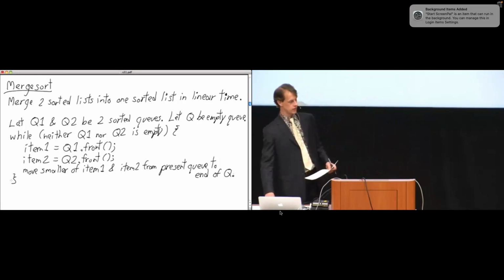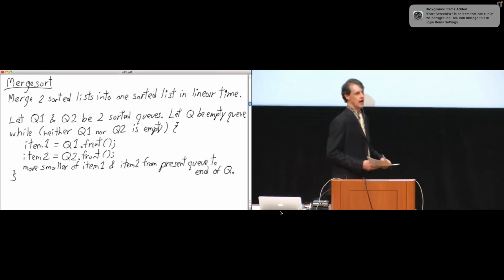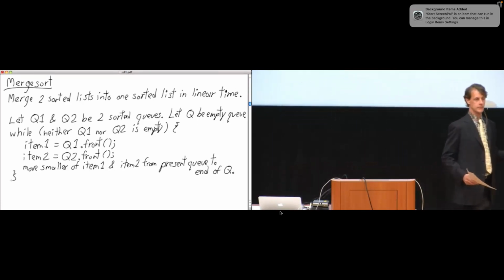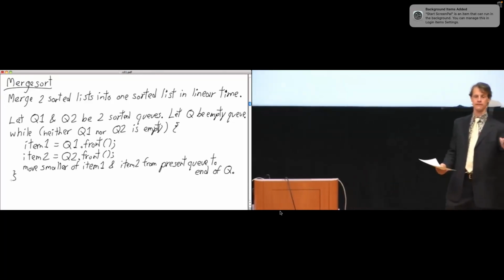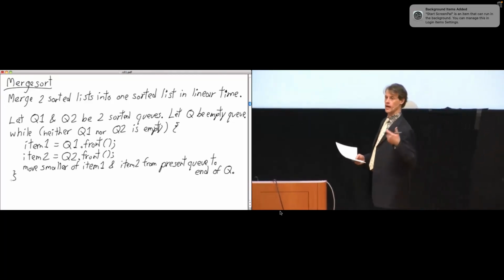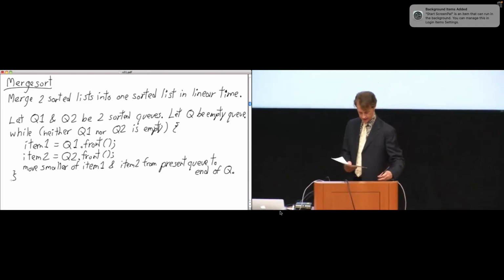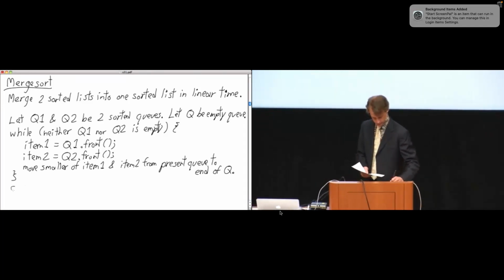Eventually, one of the two queues is going to be empty, and then the other one's not empty. You just take all the stuff that's in the non-empty queue and you concatenate it to the end of the output queue.